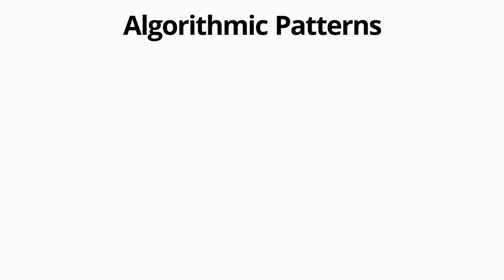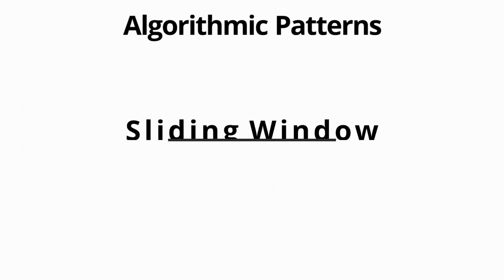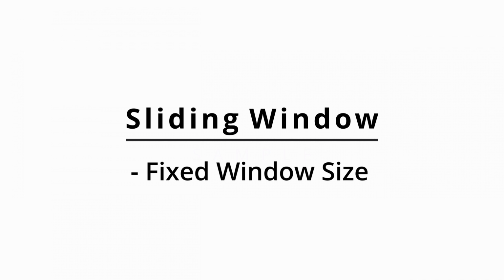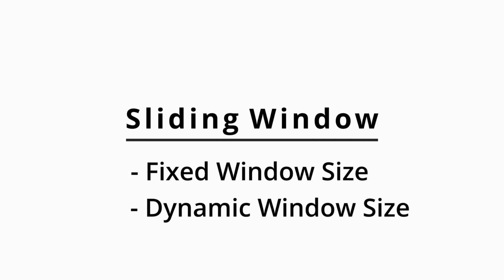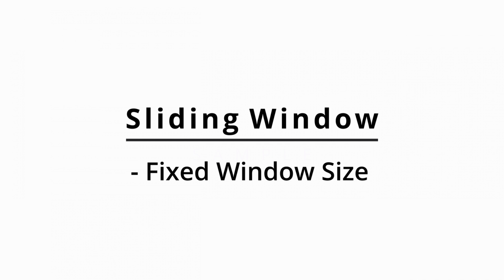Hey, what's up everybody? In this video, we're going to go over our first algorithmic pattern, the sliding window pattern. So what is the sliding window pattern? Well, it's important to note that we can break the sliding window pattern down into two types. One that uses a fixed window size and one that uses a dynamically sized window. The problem will determine whether or not your window size will be fixed or dynamic, which you will see examples of soon. For now, let's start with the fixed window size.